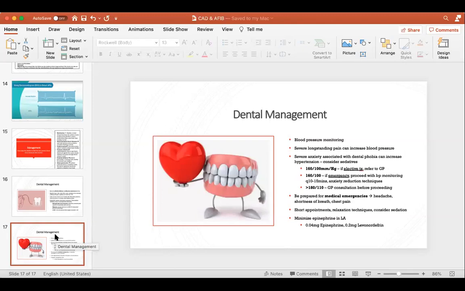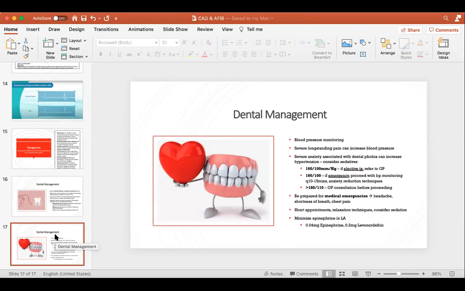Also, blood pressure monitoring is key. Like I said, a lot of people with hypertension do not know that they have it. And a lot of the times, patients go to their dentist more times than their doctor. So a lot of the times it's actually the dentist that diagnoses hypertension.